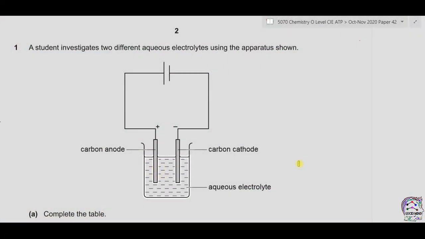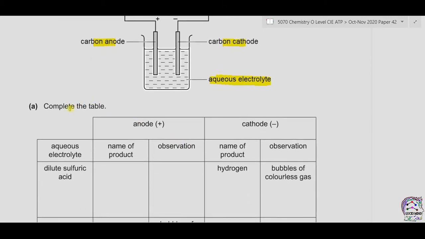A student investigates two different aqueous electrolytes using the apparatus shown. So we have two aqueous electrolytes present in this solution. We have carbon anode, carbon cathode, and in the external circuit we have a battery attached. Complete the table. If the aqueous electrolyte is dilute sulfuric acid, then you have to mention the name of the product at anode and the observation of that product.